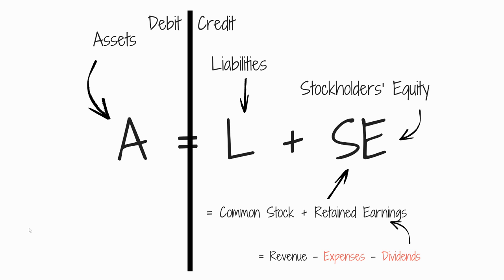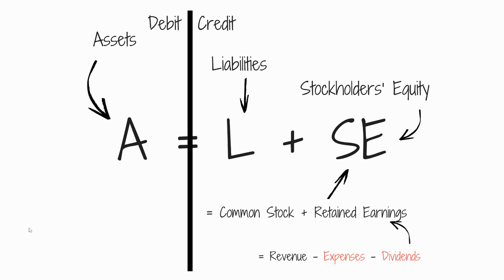So let's look a little bit further at this. For assets, assets increase with a debit. That means that they decrease with a credit. On the right-hand side, liabilities will increase with a credit and decrease with a debit. Stockholders' equity will increase with a credit and decrease with a debit. So common stock will increase with a credit and decrease with a debit, and retained earnings will increase with a credit and decrease with a debit.